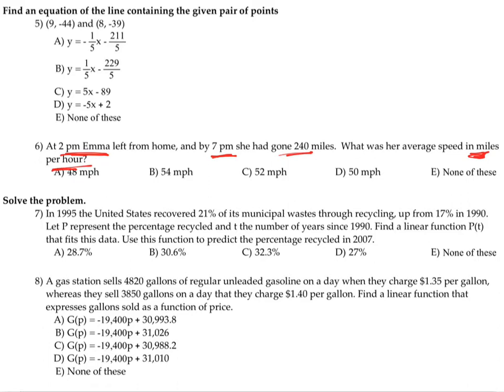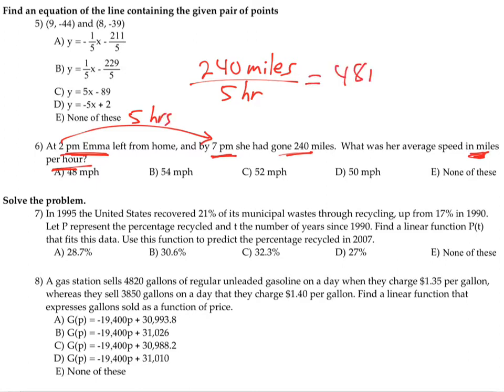How many miles did she go? 240 miles. And how many hours was she driving to cover those? Over 5 hours, because she went from 2 to 7. That's 5 hours. So 240 miles by 5 hours, isn't that 48 miles per hour? She averaged 48 miles every hour, which is answer A. Miles per hour means miles divided by hours, doesn't it? She covered 240 miles in 5 hours. Good there? On with number 7.